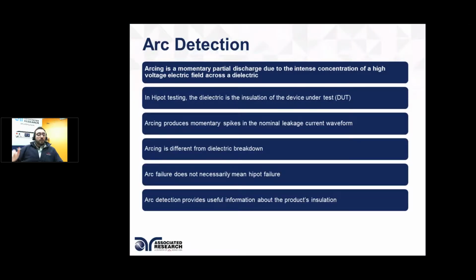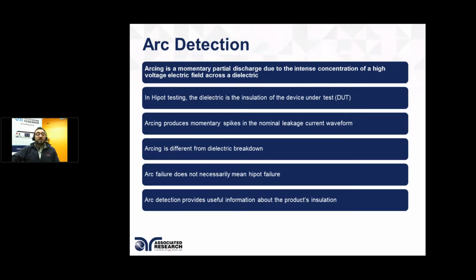So the other feature that we're going to talk about, and I know we're nearing the end, and this is again a part of the HiPod test, is the arc detection circuit, or the arc detection feature. Arcing is basically a momentary partial discharge due to the intense concentration of high voltage electric field across a dielectric when a high voltage is applied across or through that dielectric, just like it is during a HiPod test. So the arc detection is just another extra feature built within the HiPod test itself that you can either turn on or leave off.